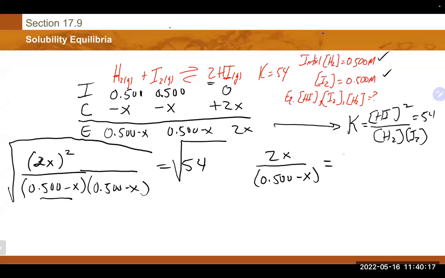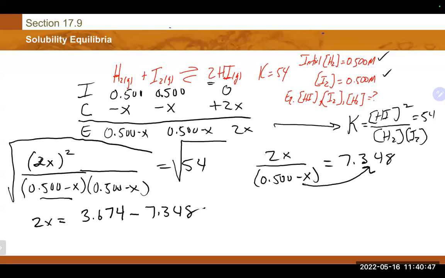And that would get you 7.348. Any questions on that there? Now we do have a little bit of math to do. We need to multiply what's on the bottom all the way over to the other side. And that's going to give us 2x is equal to 7.348 times 0.5, which gives you 3.674 minus 7.348x. Again, multiplying everything on the bottom to the other side.